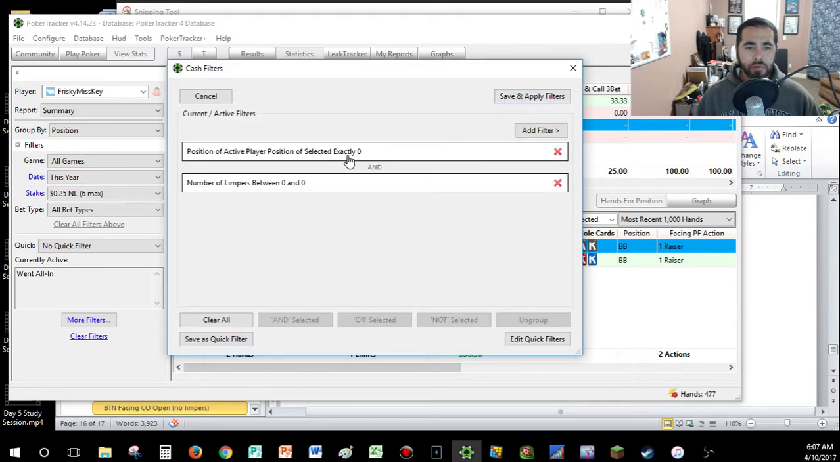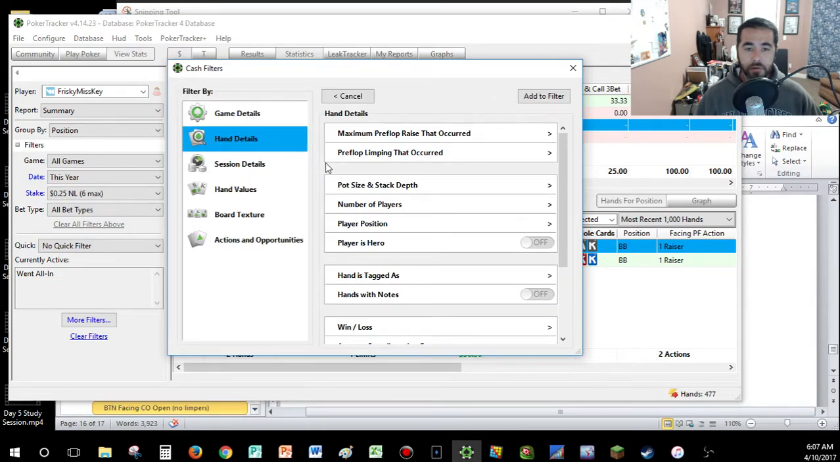So we're on the button. No limpers in the pot. But we want to face a raise from the cutoff. If anybody in the chat knows, chat it out.